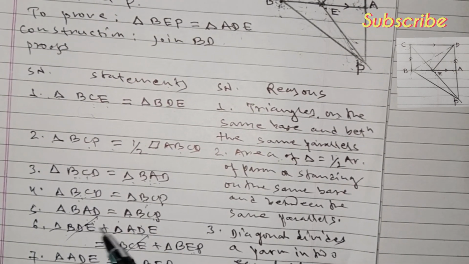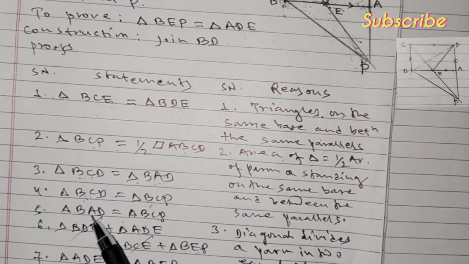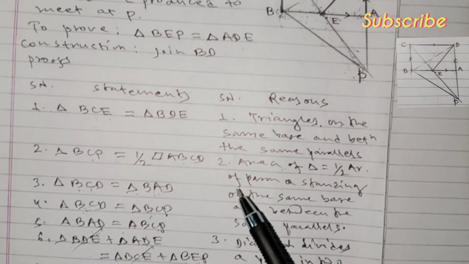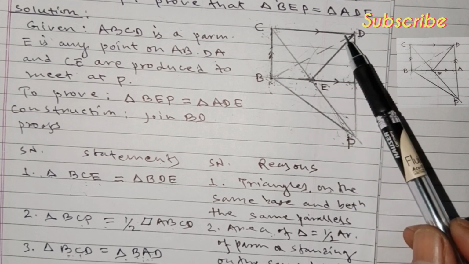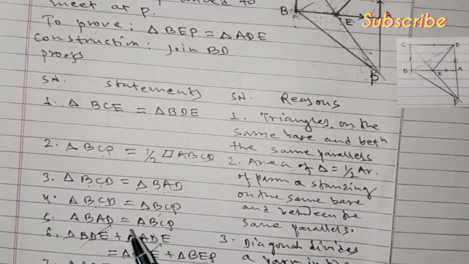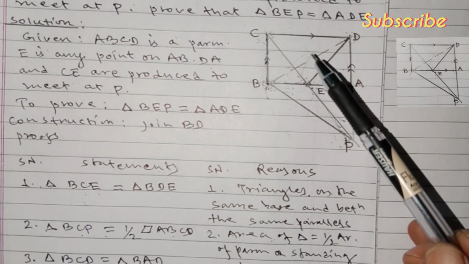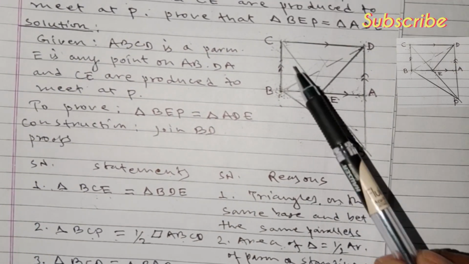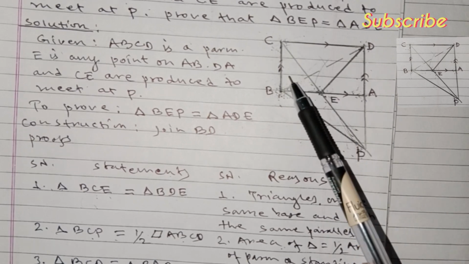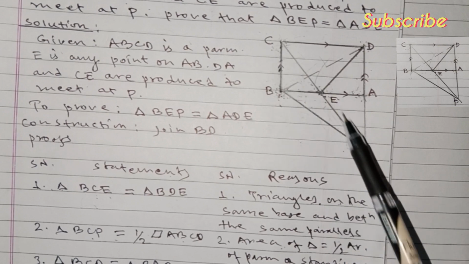So dear students, in statement number 6, we have simply used the whole part theorem. Triangle BAD we have divided into parts, triangle BDE plus triangle ADE. Similarly, triangle BCP also we have divided into two parts. First part is triangle BCE and second part is triangle BEP.